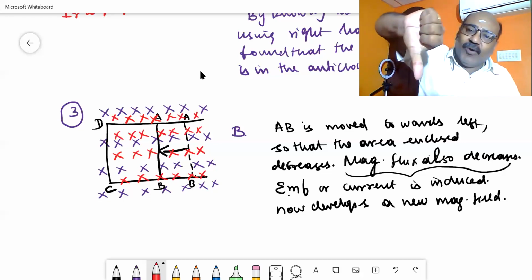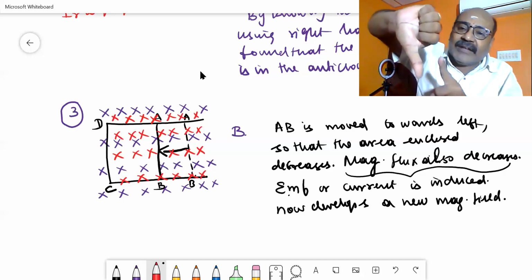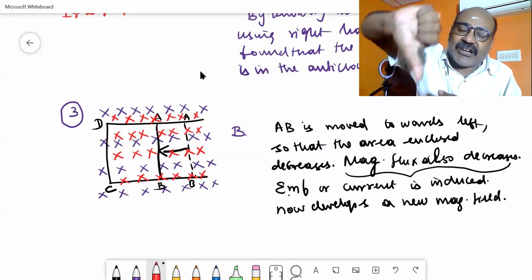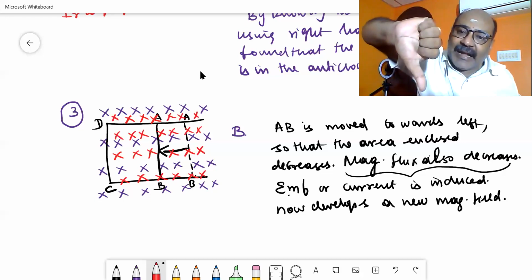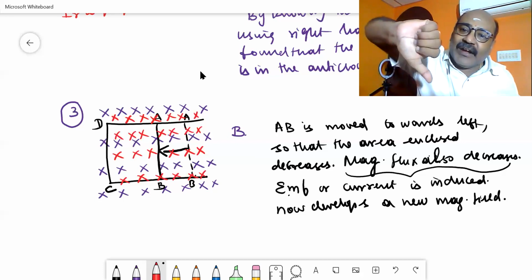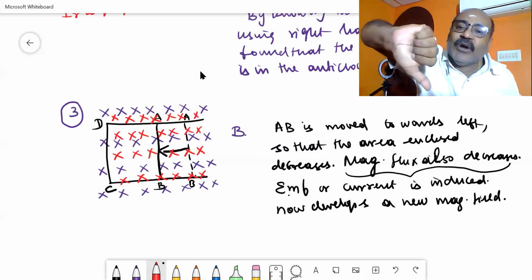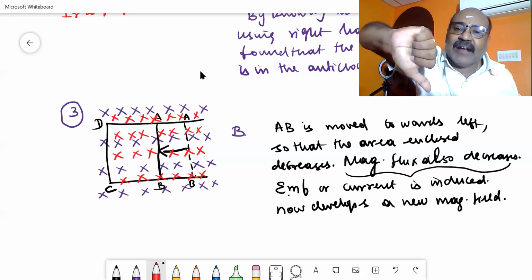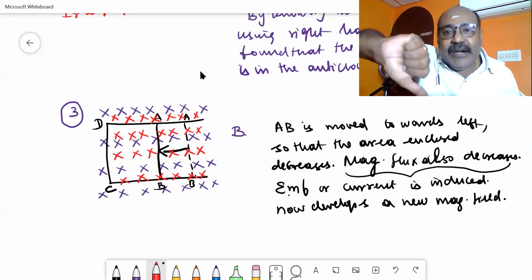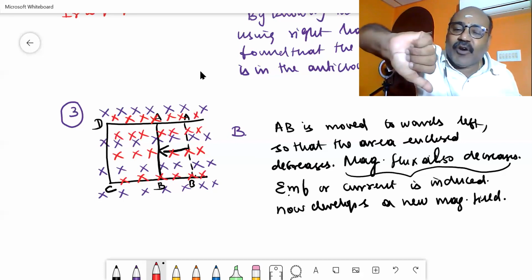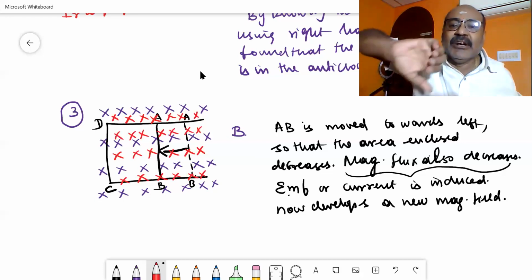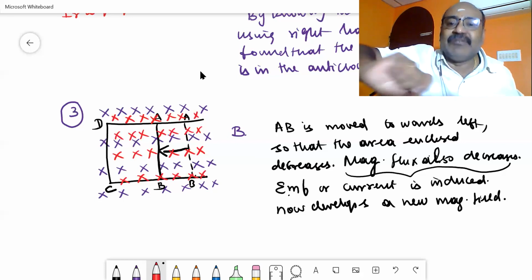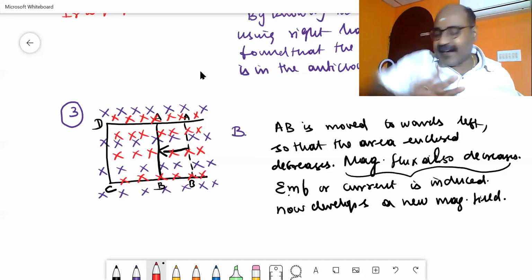Use the right hand rule. When you are using the right hand rule, the thumb gives you the direction of the newly developed magnetic field. Then the folded fingers are giving you the direction of what? The folded fingers are giving you the direction of the induced EMF or the current. The folded fingers are in the right hand direction, so in the clockwise direction. So the direction of the induced EMF is in the clockwise direction.